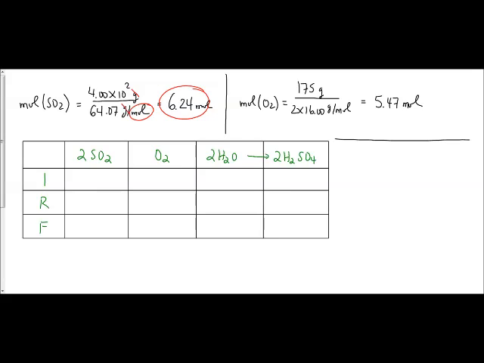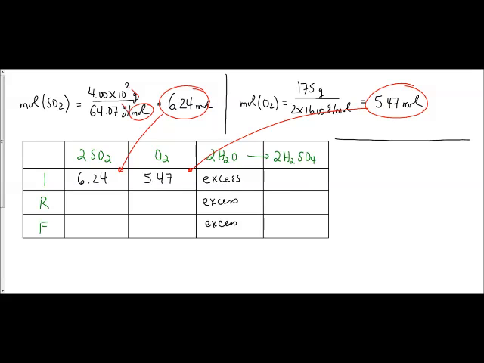Once you have these two amounts in moles, you pop them into the initial line on your IRF table in the appropriate place. Note that there's a third reactant, water, but you were told that water is the solvent in which the reaction occurs. So what we would say is we have lots of water, or excess water, and it won't figure into any of our calculations any further.